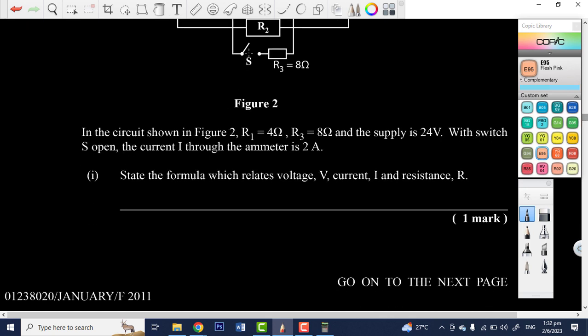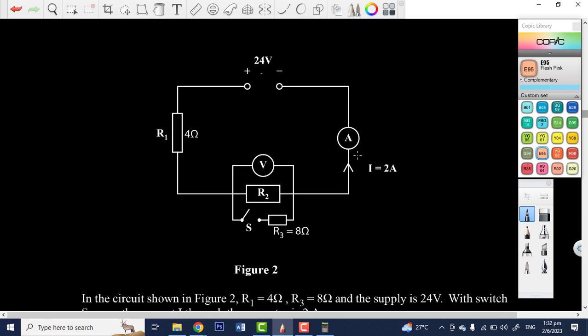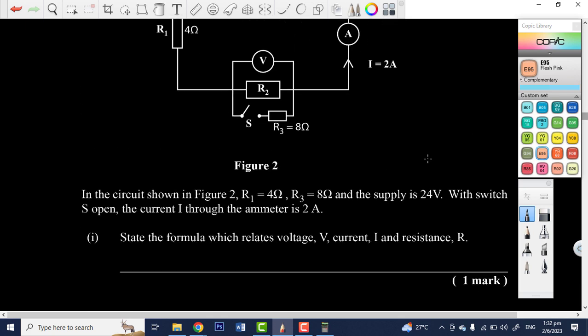Then now they say, with the switch S open. So you look and see, okay, this is switch S, it is open. The current I through the ammeter is 2 amperes. So you look and see, okay, yes, that is so. So what they're telling you is basically describing what's happening right here. So now you can apply or approach the question. The first thing they say we need to do is to state the formula which relates voltage, current, and resistance. So what's that formula?